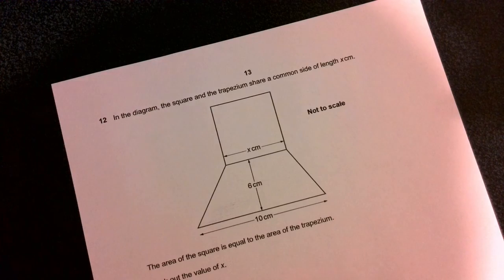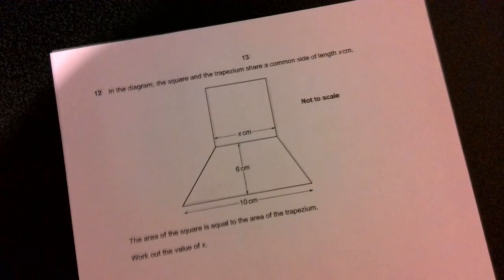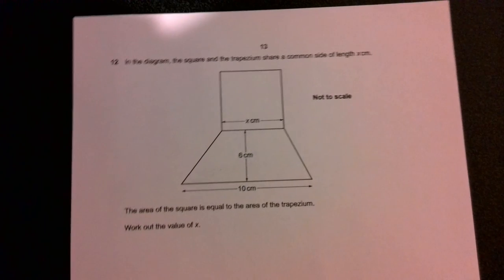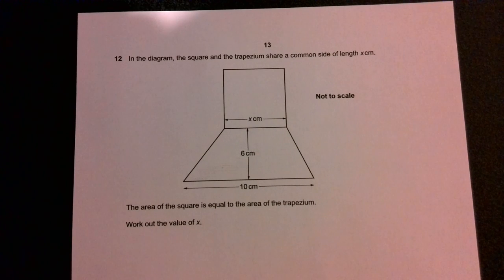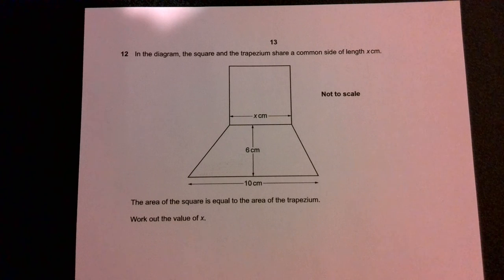So now for the next question. In the diagram, the square and the trapezium share a common side of length x centimeters, and the area of the square is equal to the area of the trapezium. We have to work out x.